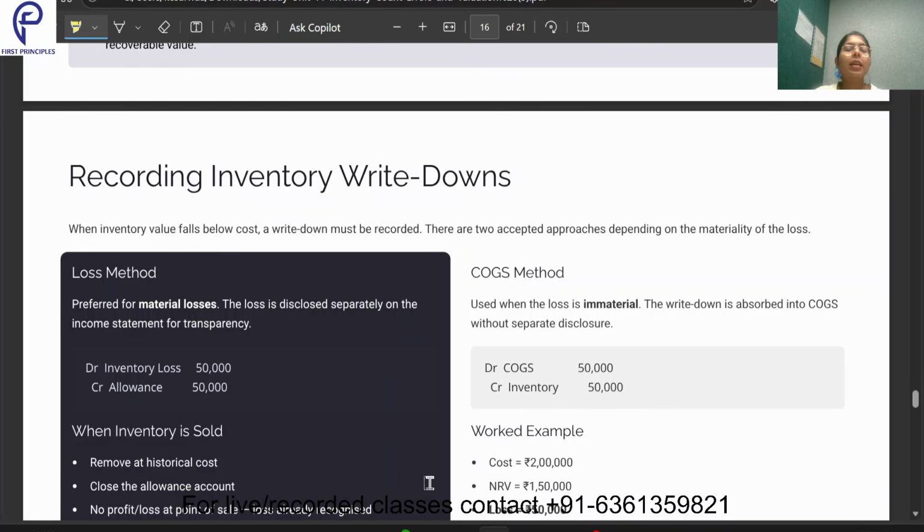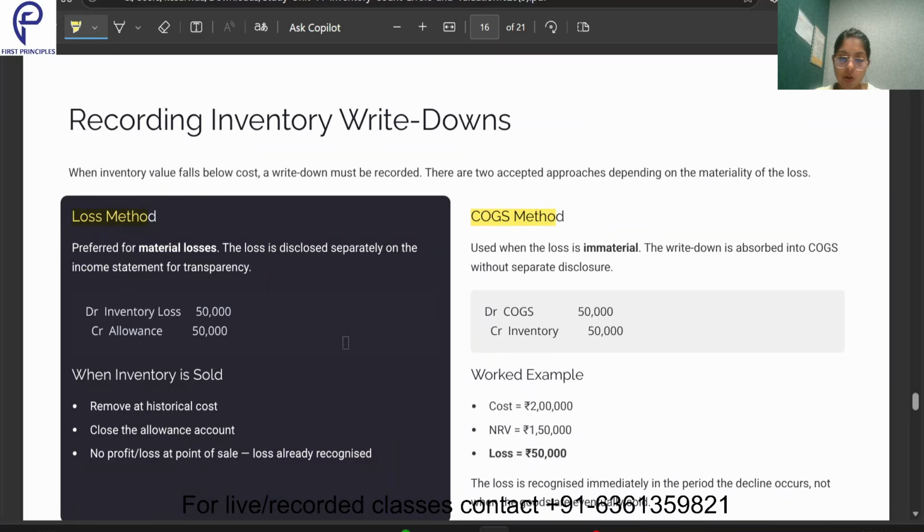Then recording inventory write downs. When I have to record the inventory loss, what will be my journal entry? There are basically two methods. One is the loss method, and one is the COGS method. What is the difference? In case of the loss method, we'll record the loss in an inventory loss account. In case of the COGS method, we'll record the loss in a COGS account.